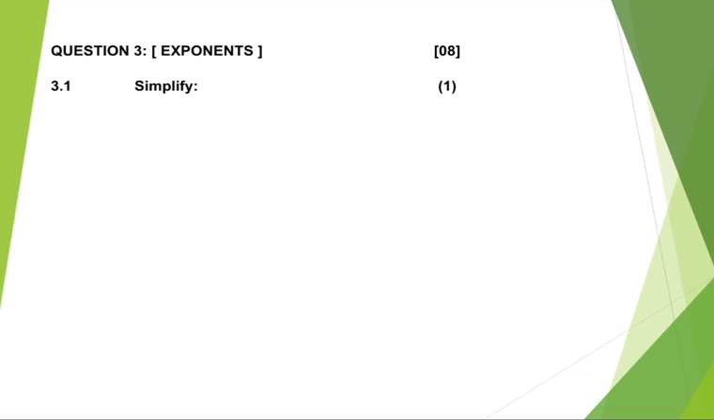Question 3, exponents, simplify. We've got x to the power 5 divided by x to the power 2. Now let's calculate. We are dividing, so we subtract the exponents. So it's x to the power 5 minus 2, which gives us x to the power 3. The correct option is A.